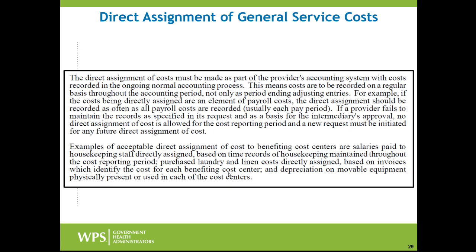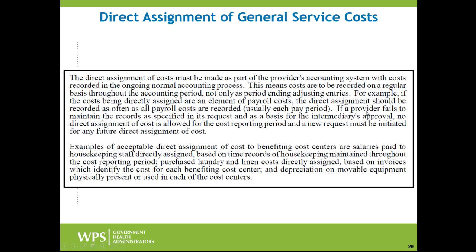The direct assignment of costs must be made as part of the provider's accounting system, with costs recorded in the ongoing normal accounting processes. So you have to have this tracked along the way. It cannot be an estimate made at some point in the future or at the end of the year. So they cannot be period ending adjusting entries. For example, if the costs being directly assigned are an element of payroll costs, the direct assignment should be recorded as often as payroll is. Every 2 weeks, every month, whatever it might be.